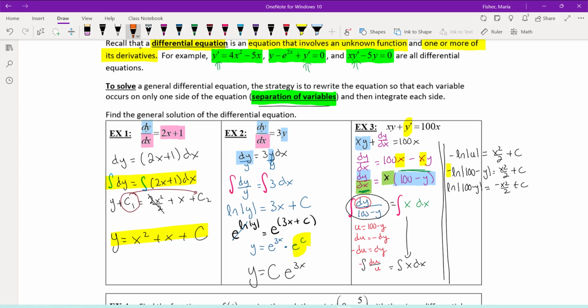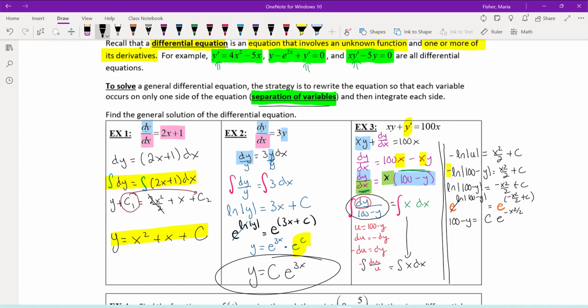Now make e the base. e raised to the natural log of the absolute value of 100 minus y is going to equal e raised to the negative x squared over 2 plus c. These cancel and we just have 100 minus y equals, and over here remember we write it as c e to the negative x squared over 2, just like we rewrote this guy over here.